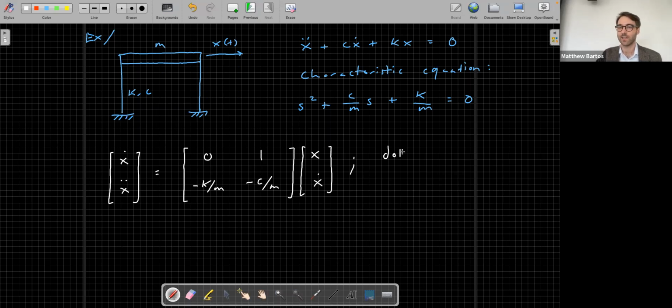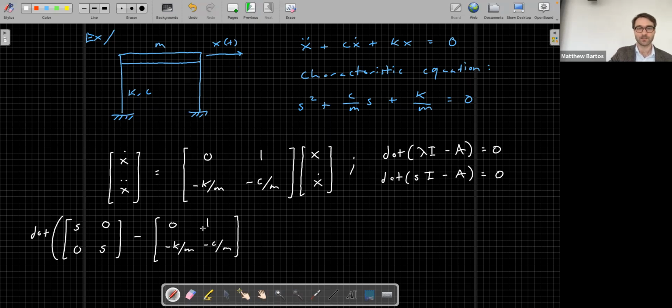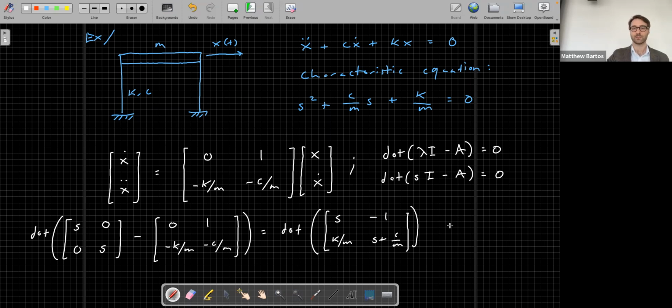Yeah, so it was the determinant of lambda I minus A is equal to zero. Just for fun, instead of using the variable lambda, let's use s. Doesn't really matter what it's called. So if we take s times the identity, minus the matrix 0, 1, negative K over M, negative C over M, and take the determinant, we end up with the determinant of the matrix s, negative 1, K over M, s plus C over M. Okay, this is equal to zero.